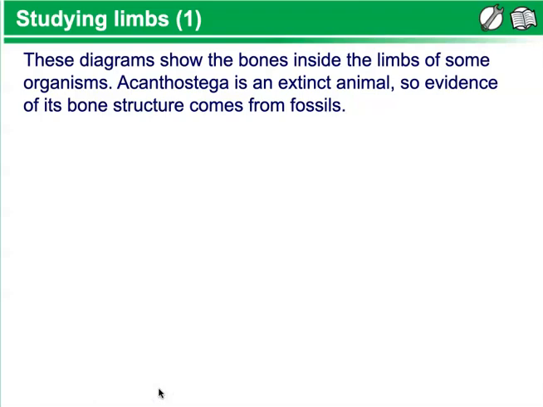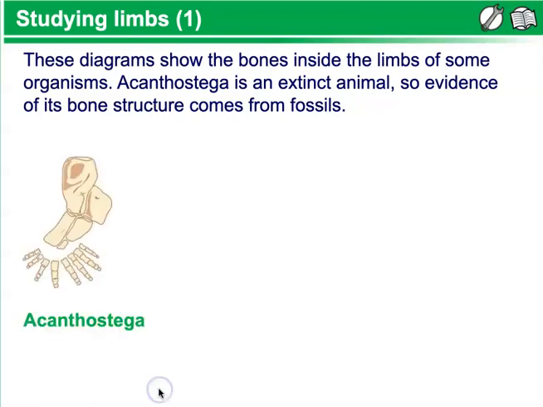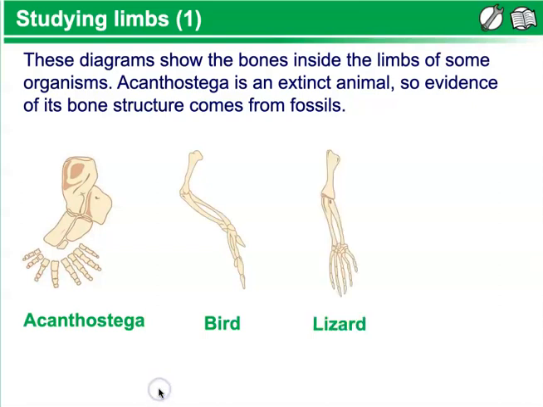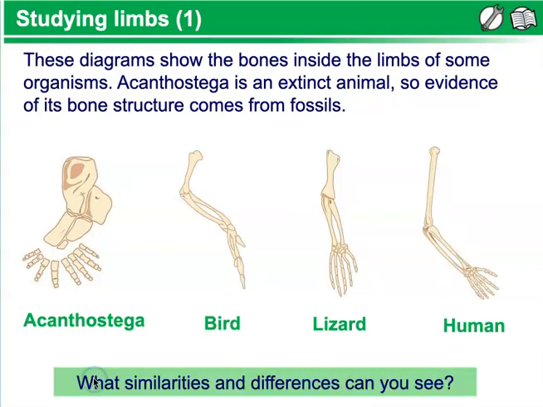Studying limbs. These diagrams show the bones inside the limbs of some organisms. Acanthostega is an extinct animal, so evidence of its bone structure comes from fossils. What similarities and differences can we see? Acanthostega is an extinct species thought to be a missing link between fish and tetrapods.